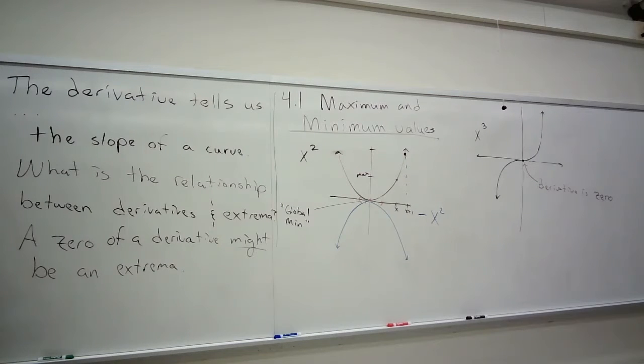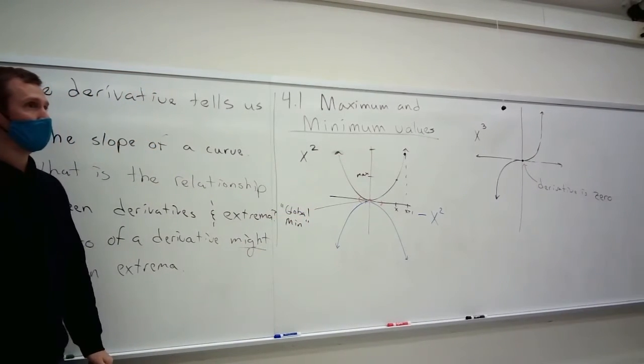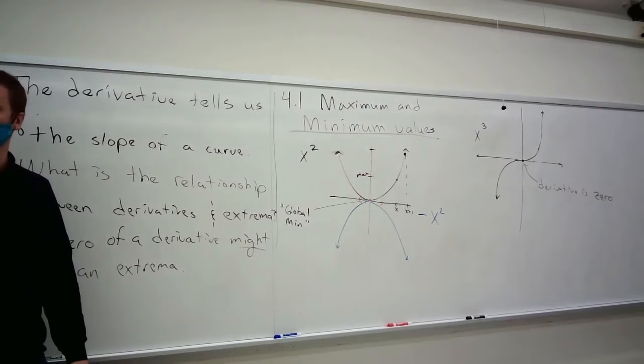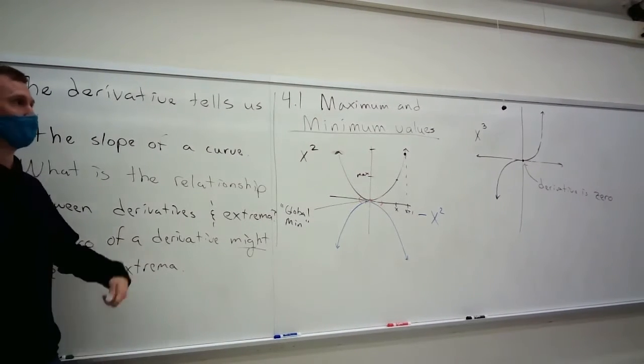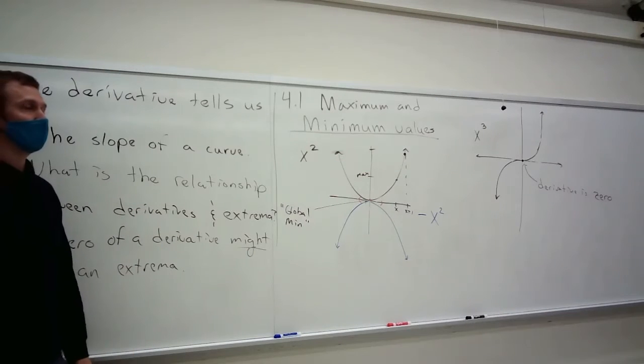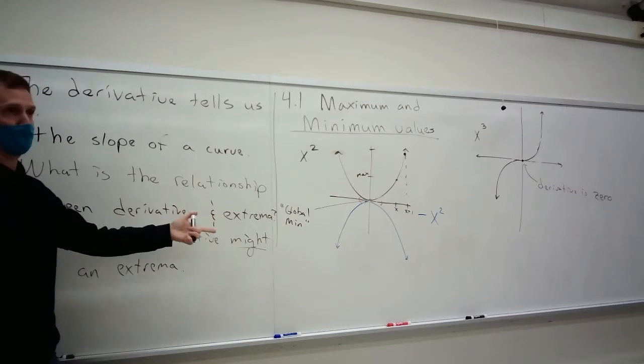But this is a really key insight into what the derivative can tell us about maximum and minimum values of any function that's differentiable: if we can find the zeros of a function's derivative, we can determine where it takes maximum and minimum values. This is really, really applicable in places like economics. You write some cost function, you write some revenue function, you want to maximize these things, you want to minimize these things, you take their derivatives.